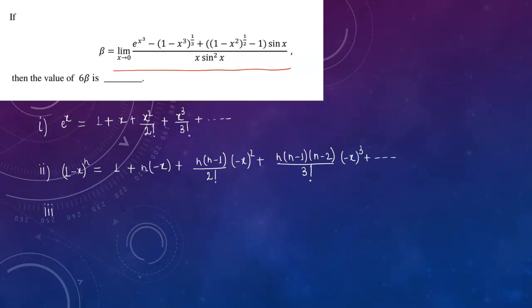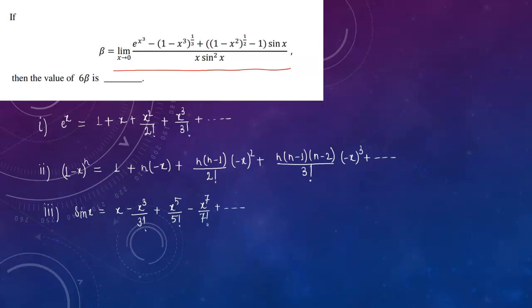Third one is the expansion of sin x, which is x minus x cube by 3 factorial plus x to the power 5 by 5 factorial minus x to the power 7 by 7 factorial plus and so on.